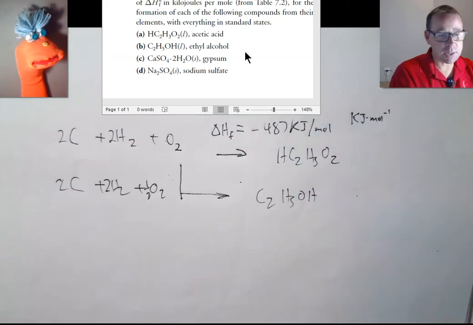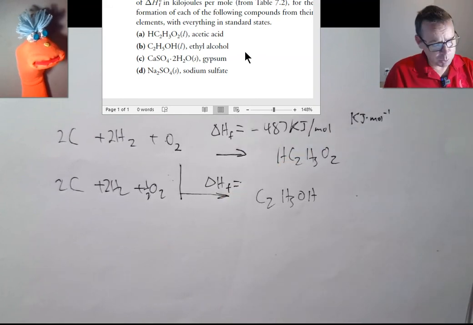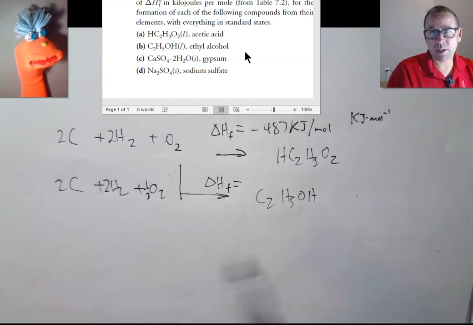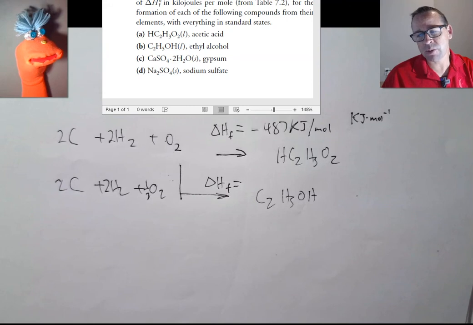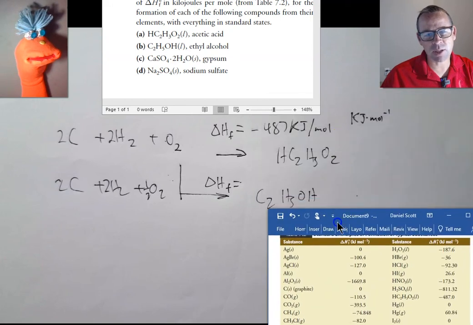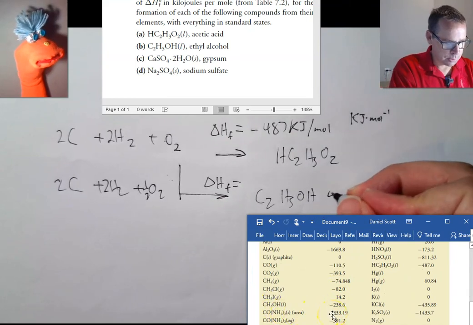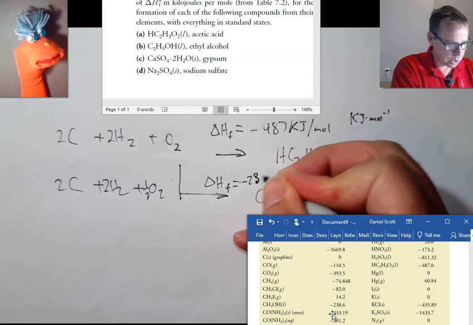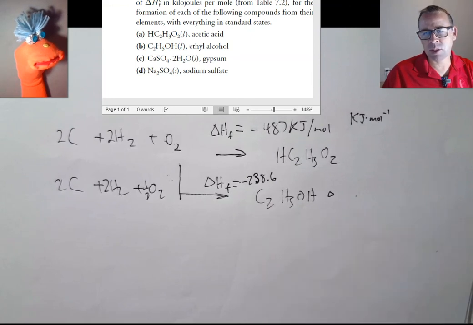And then the delta H for this reaction, it's a formation reaction, so I can put an F on there. Even if I don't put an F on there, the delta H for this reaction is going to be the same value. We call it delta H formation, but there's also delta H of combustion, delta H of decomposition, whatever the kind of reaction is, you can give the delta H a special nickname, a little extra name. Let's see if we can find ethanol here. There it is. Negative 238.6. Very good.